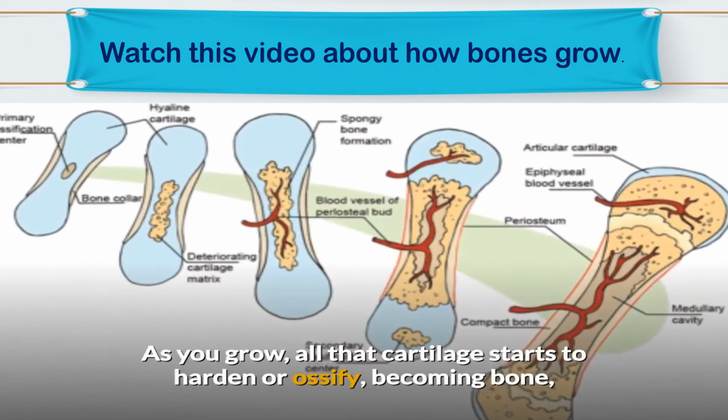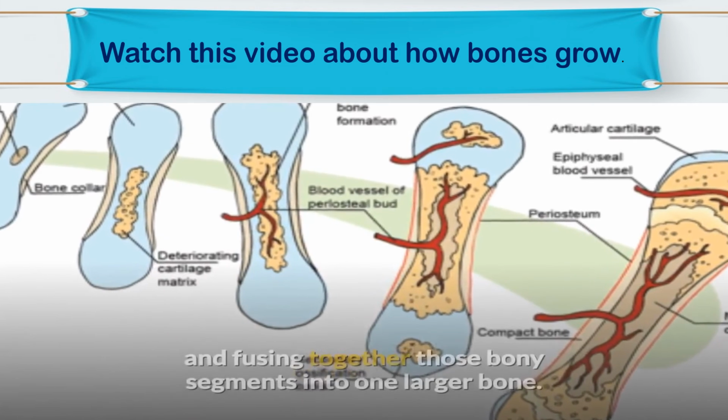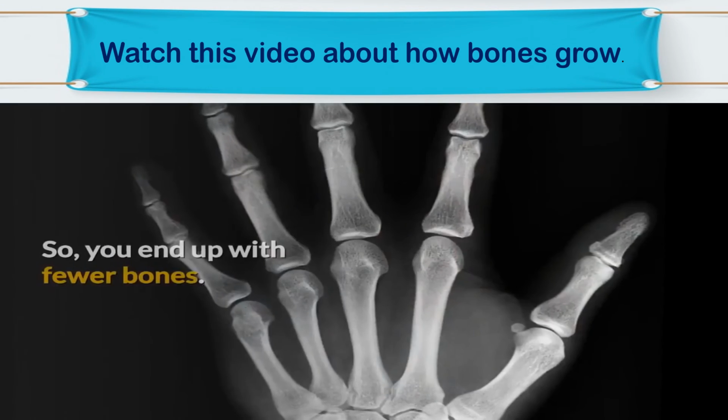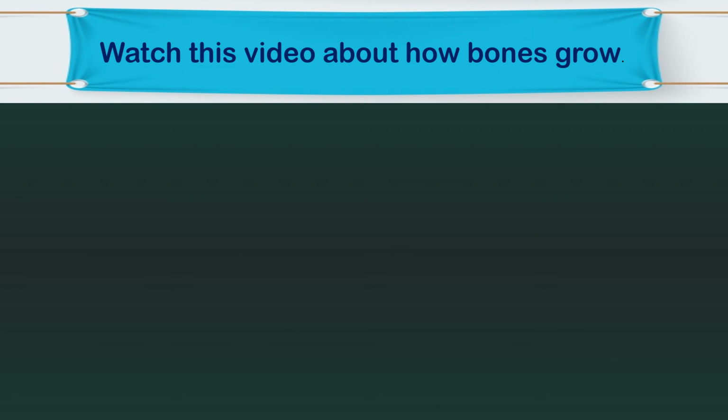As you grow, all that cartilage starts to harden or ossify, becoming bone and fusing together those bony segments into one larger bone. So you end up with fewer bones. So this video shows how bones grow.